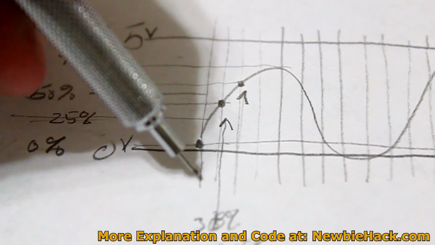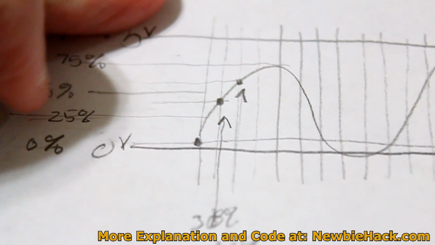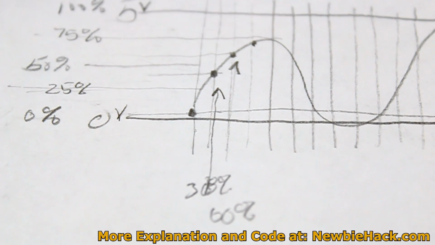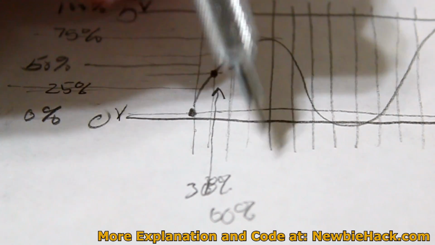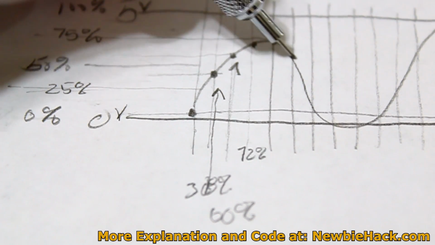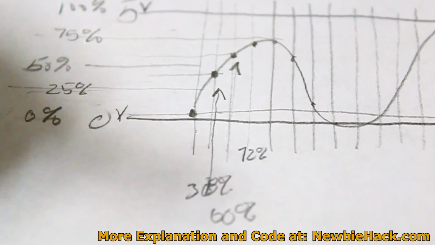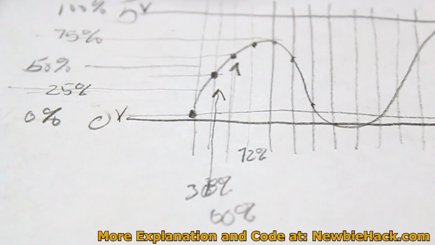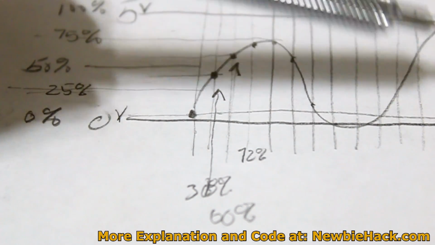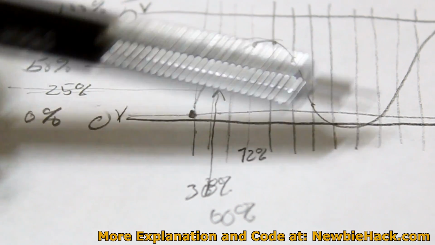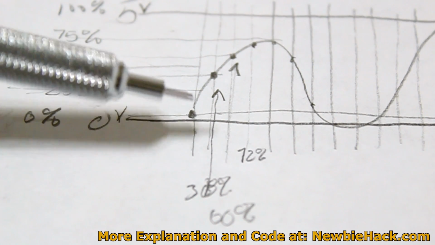So the first period is 0, then we jump to 38%, then we go to 60%. And then the next period, we're almost at 75%, so we would say maybe 72%. And we would keep going until the actual waveform is created. And these would be data points that we would output in PWM with the microcontroller. This could be a sound frequency, a waveform that creates a specific type of sound.